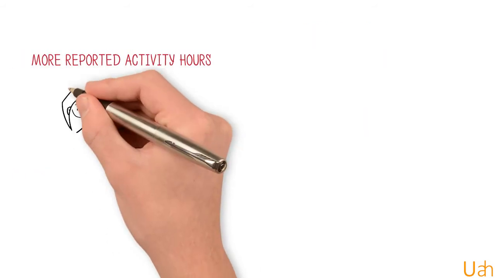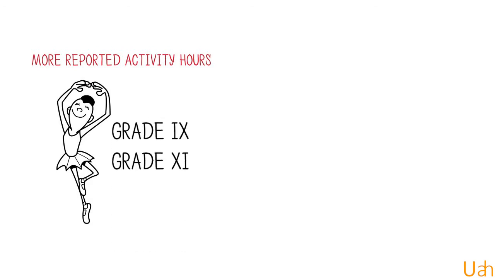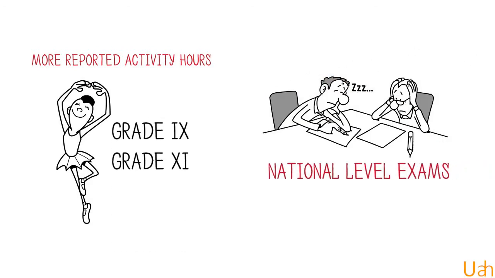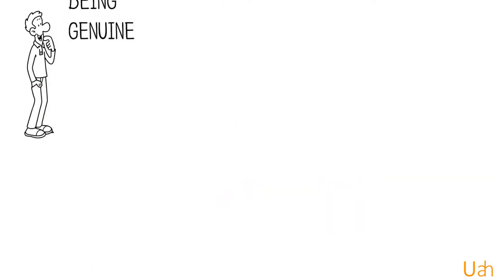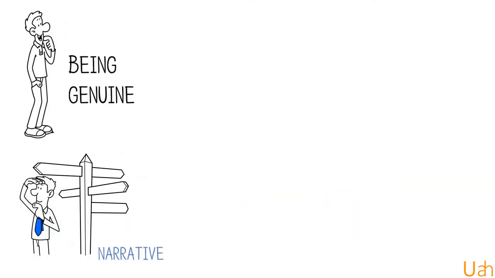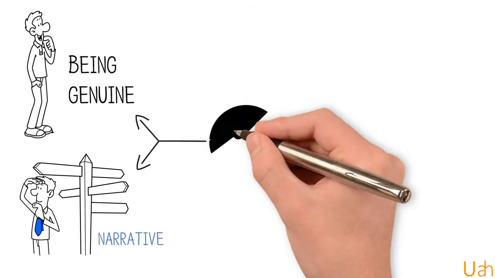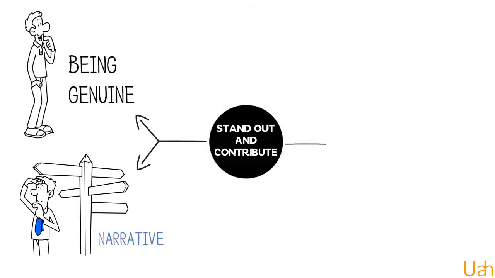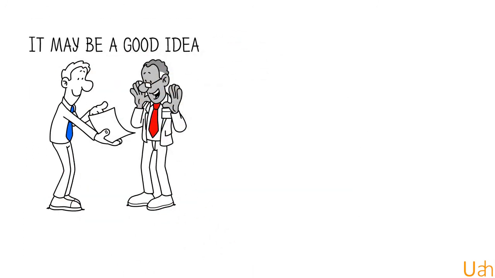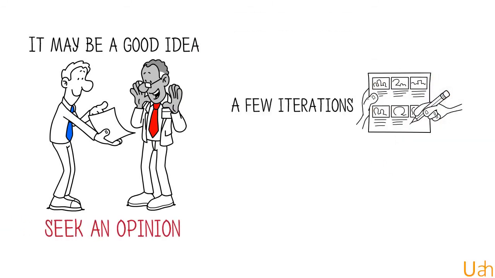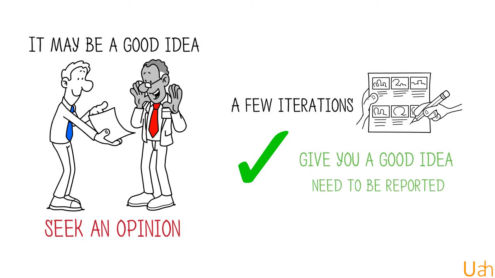It is understandable to have more reported activity hours in grade 9 and 11 as students are busy with national level exams in grade 10 and 12. Being genuine and sticking to your narrative are the key strategies to make sure that your activity section stands out and contributes to your admission application. It may be a good idea to show your activities to a third person and seek another opinion. A few iterations should give you a good idea as to what activities need to be reported.